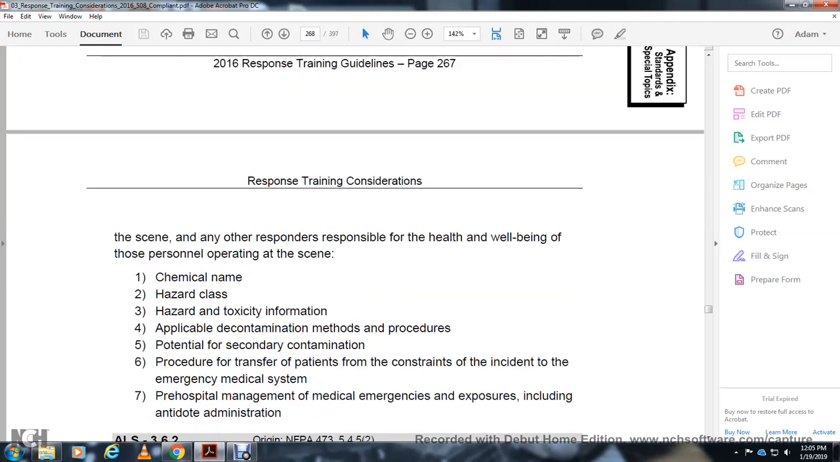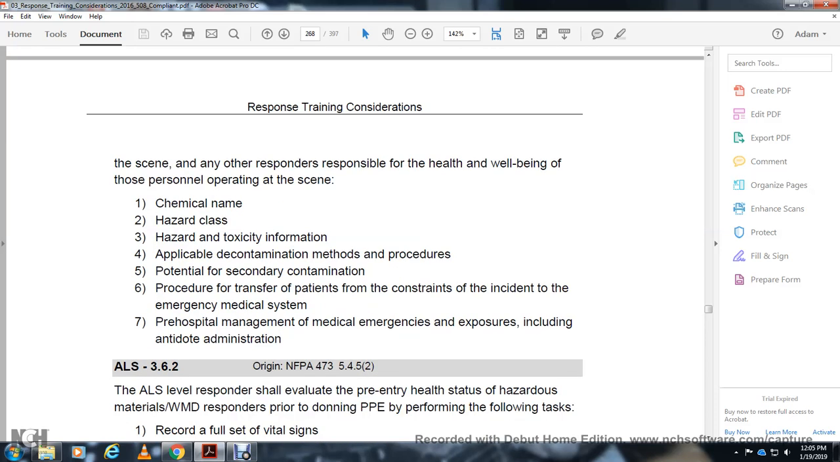The chemical name, hazard class, and toxic information applicable to the hazard; decontamination method or procedure; potential secondary contamination; the procedure for transfer of the patient; and the constraints of the incident for emergency medical personnel with pre-hospital management of the medical emergency exposure, including antidote administration.